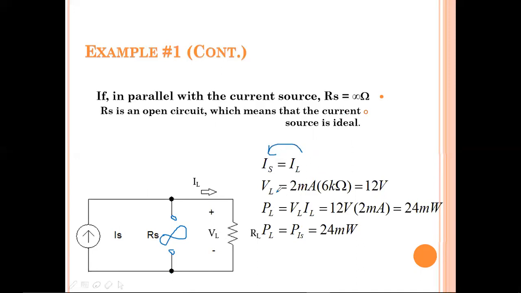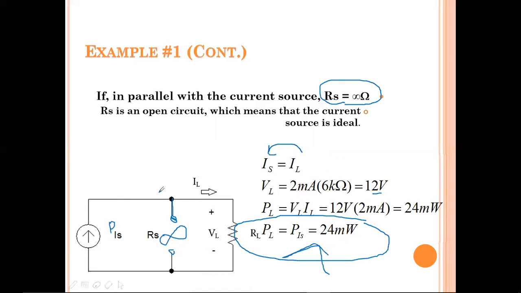Then for finding VL, the same 2 milliamps into 6 kilo ohms, then 12 volts will appear. The total power, PL, is equal to PIS. Power at input is equal to power at output when my resistance is infinite. So you should remember, when there is no dropping resistance internally, my input power is equal to output power. This is case 1. Case 1 means when the internal resistance is infinite, the total current is traveling to the load, then the input power is equal to the output. There are no losses. This is the ideal case.